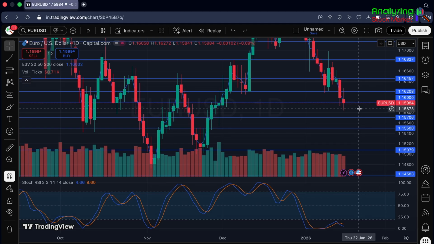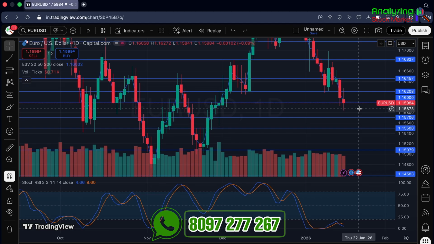Let's now talk about my opinion on Euro USD for this week. Currently my expectation is a bit positive. I'm expecting a positive move in this range, that is 1.16208 to 1.1645. So I'm expecting a positive closing in this range.